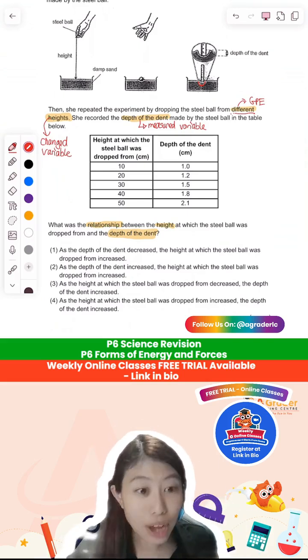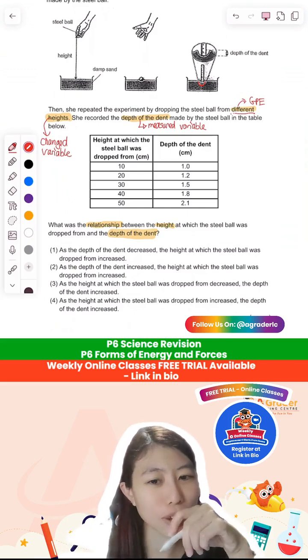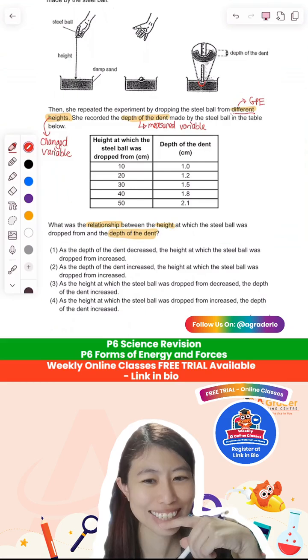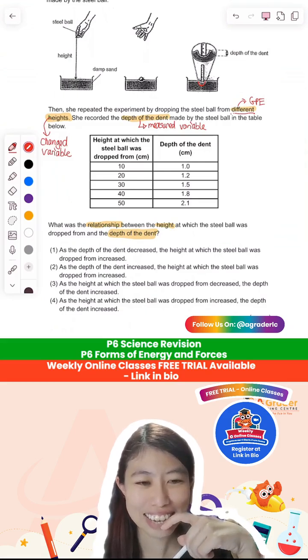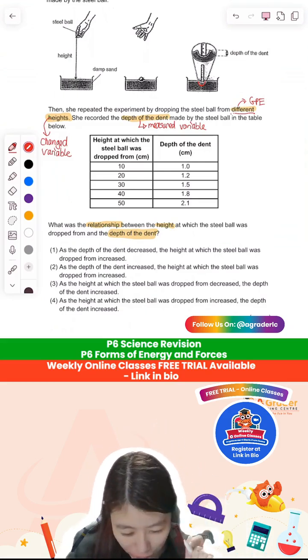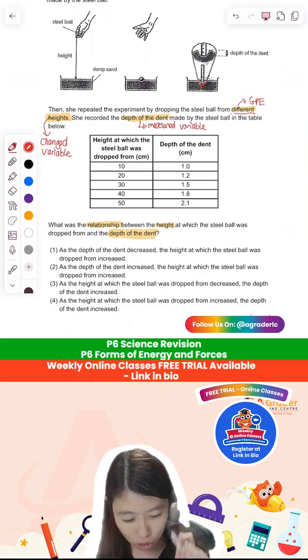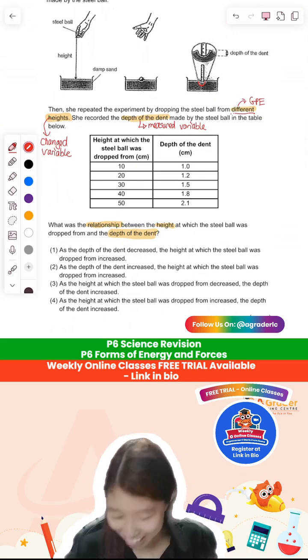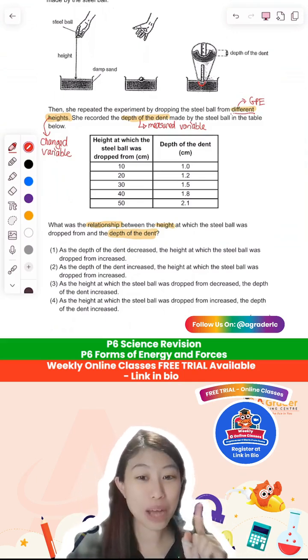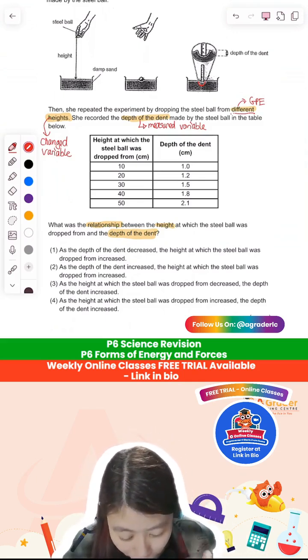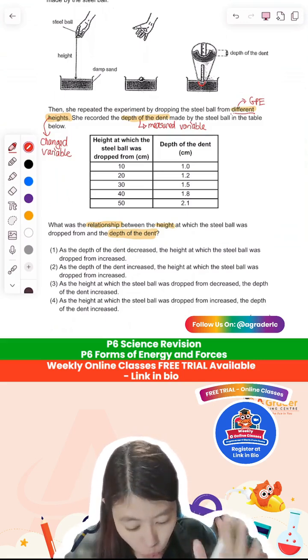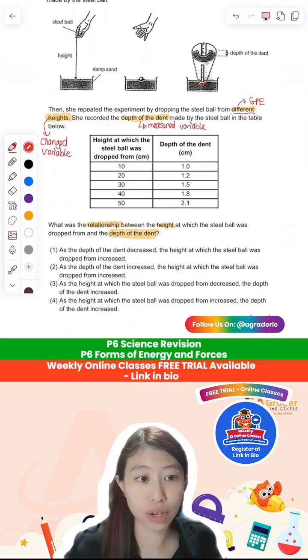So one or two, what do you all think? Four or two? Everybody, you must know. Do not choose one or two in the first place.